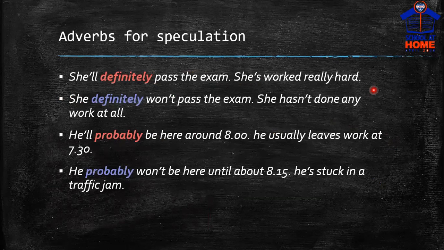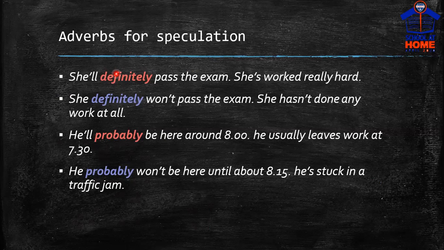For example, she'll definitely pass the exam. She's worked really hard. So in here, this word means that it's obvious, okay? Because maybe she has been studying and practicing for her exam, and it is obvious that she's going to pass, okay? Then we have, she definitely won't pass the exam. She hasn't done any work at all, okay? That is also obvious because we know that she hasn't worked to complete anything, okay?